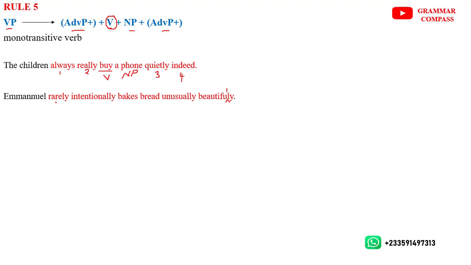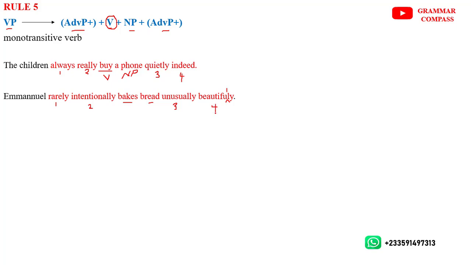Here we have one adverb phrase, rarely, because it is modifying the verb bakes. Then we have another adverb phrase, intentionally, which is also modifying the verb bakes. What does the person bake? This becomes our noun phrase because it is serving as the direct object of bake. So we have our noun phrase here, and then we have another adverb phrase, that is unusually. So this is adverb phrase number 3, and we have another adverb phrase, beautifully, which is adverb phrase number 4.